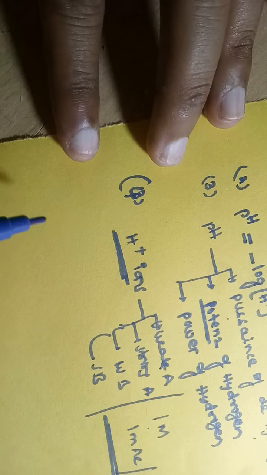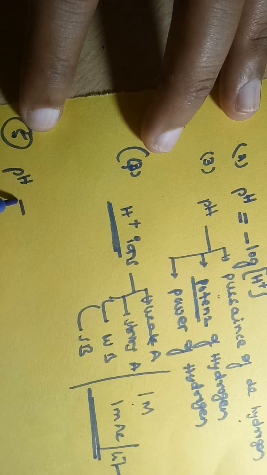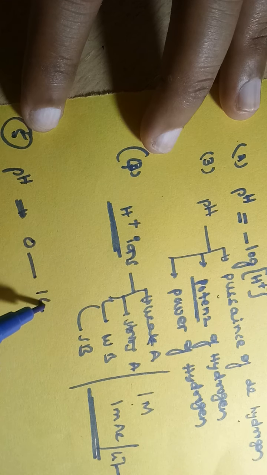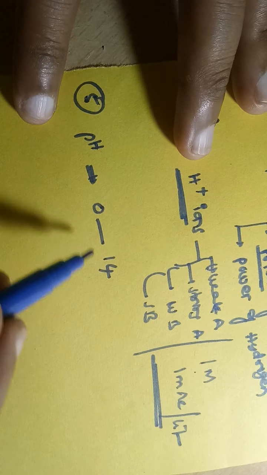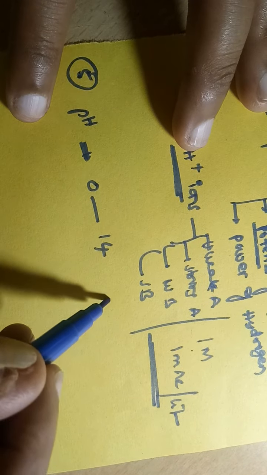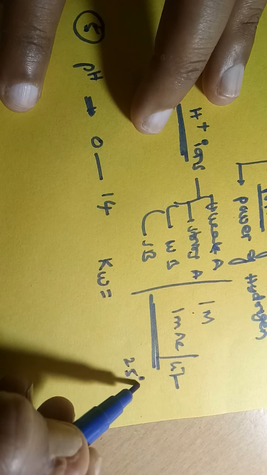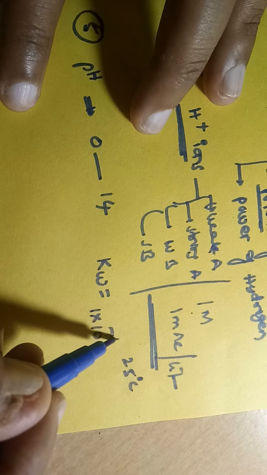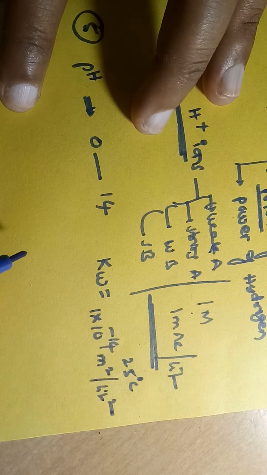The pH scale is present from 0 to 14. Is it always 0 to 14? No. This 0 to 14 is derived from the Kw value. Kw of water at 25 degrees centigrade is 1 into 10 to the power of minus 14 moles square per liter square.